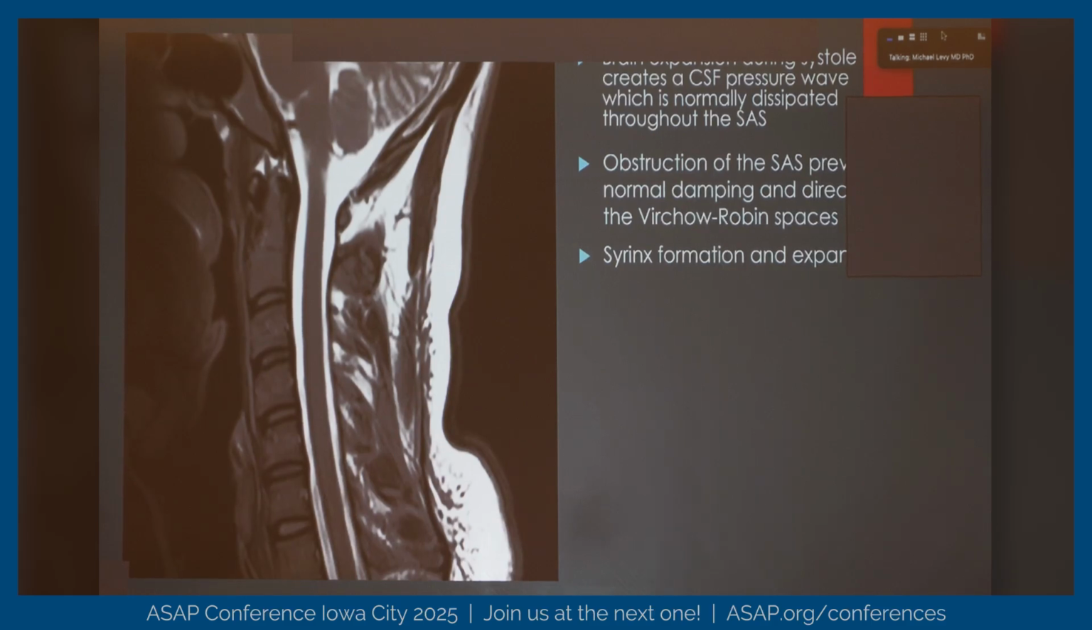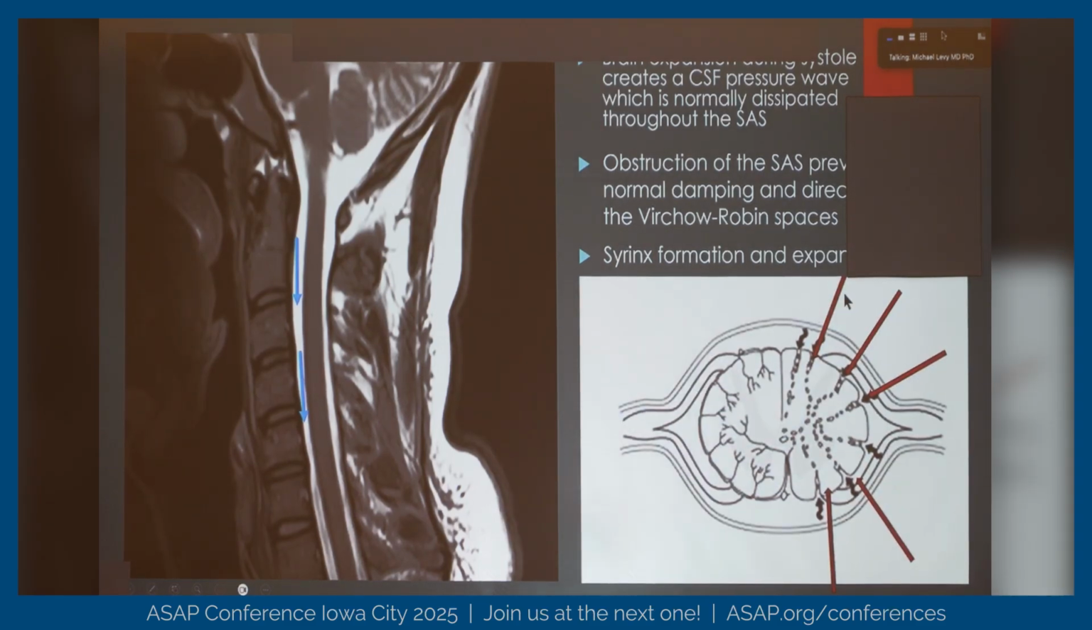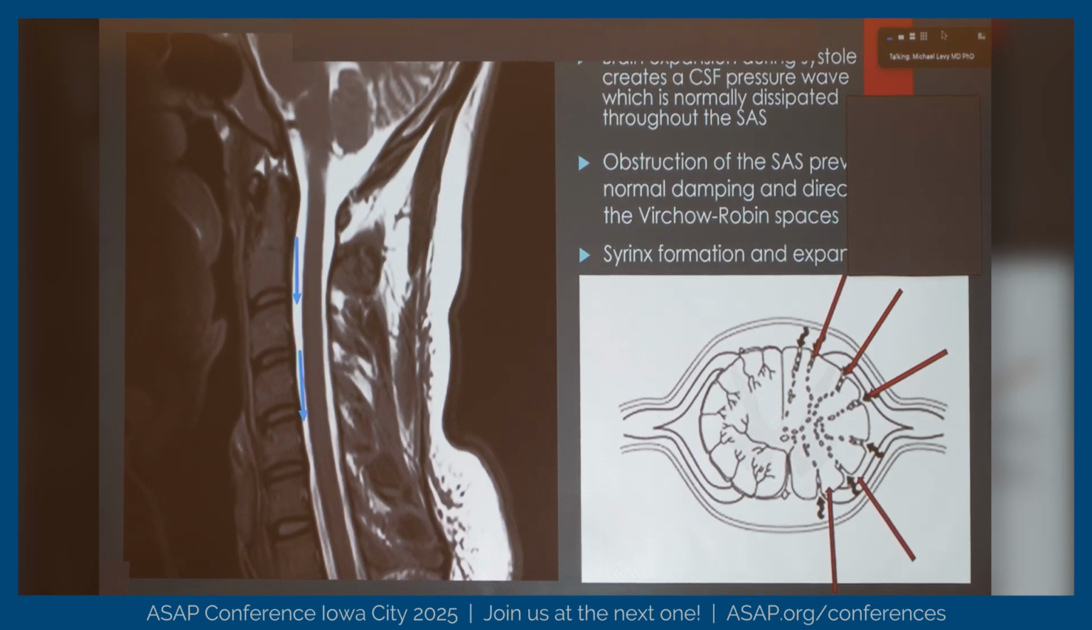And that redirection of force is through these Virchow-Robin spaces into the subarachnoid space. And this would be the normal flow, in this case, anterior to the cord. And essentially, you're creating an environment where fluid is being forced into these spaces. This fluid could then coalesce and become a syrinx. The fluid is directly heading into the parenchyma of the cord, obviously, but can.